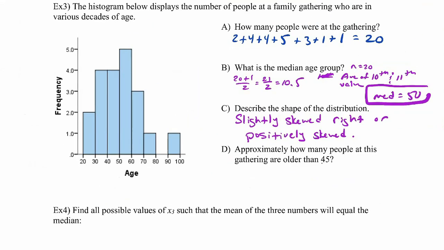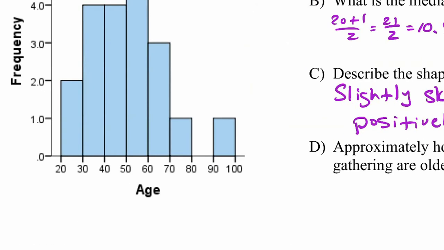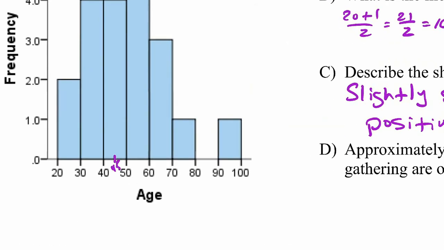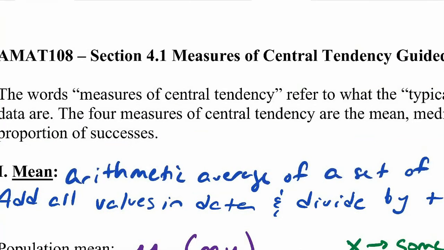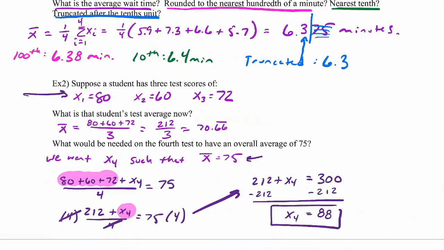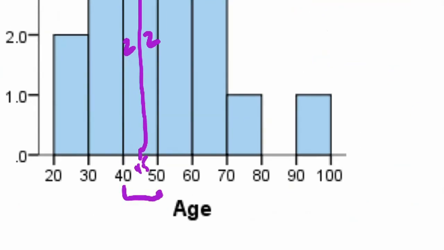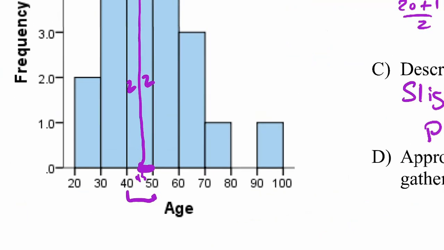Older than 45. Well, as I look at this, 45 would be right here, which is where in this interval? From 40 to 50, 45 is right in the middle. So if you think about it, we had 4 total people between the ages of 40 and 50. If 45 cuts that bar right in half, you can assume there's probably about 2 people on either side of that age group. So you just take the proportion of the frequency that matches up to the proportion of the interval. 45 to 50 is half the interval, so I'm going to take half the frequency.